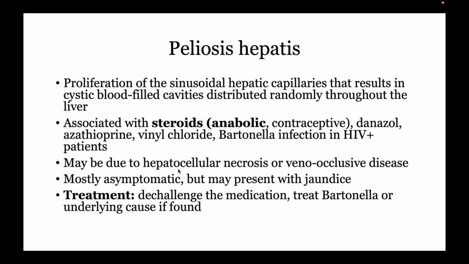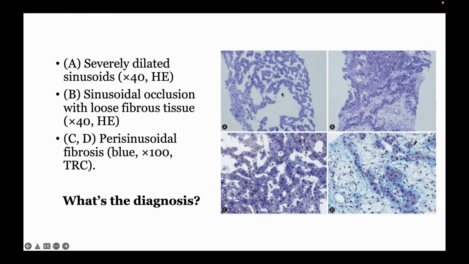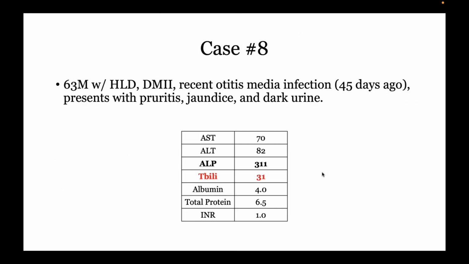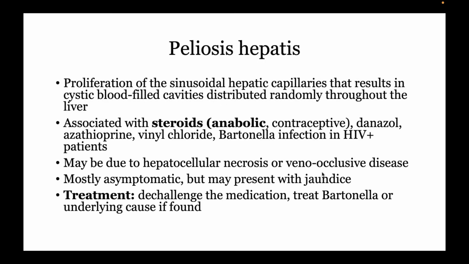A lot of these people, or most of these people, are asymptomatic, but sometimes these big sinusoids start compressing the bile ducts and can cause jaundice. The treatment is usually, again, de-challenge: stop the medication that is inducing it, whether steroids or azathioprine, or treat the Bartonella or whatever underlying cause is found. Any questions about this?